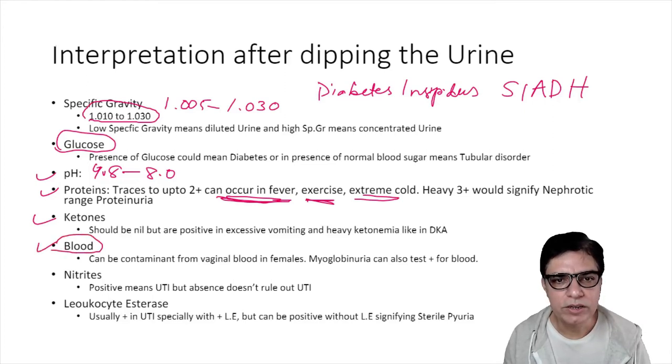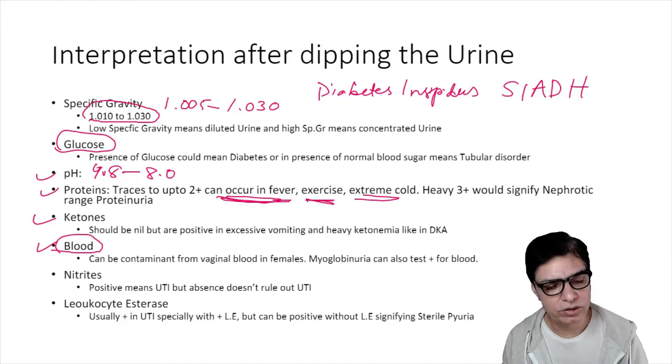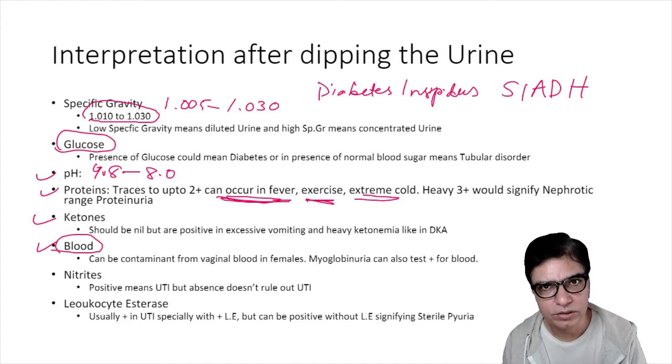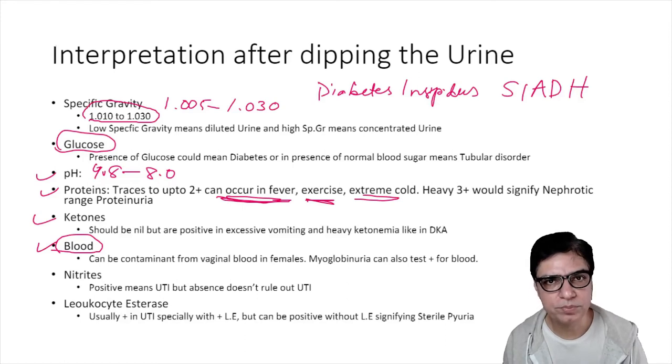Then the fourth thing is blood. Obviously, if there is gross hematuria, you can see it in the form of brown or red colored urine sample. But microscopic blood can also be picked up by urine dip. So remember, this blood can come from anywhere. This blood can be a contaminant from vaginal blood in females, especially adolescent females who are menstruating, and you take a urine sample, that would definitely show some blood, and it is simply a contaminant.